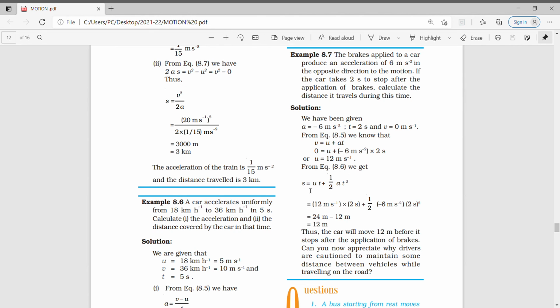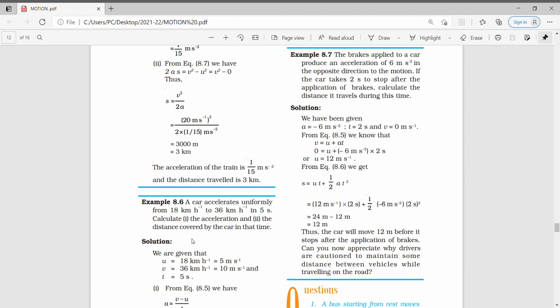Now you can use the second equation of motion or the third equation of motion. Put values and then solve it. You will be getting 12 meter as the answer. Like ut, this is 12 meter per second and t will be 2 seconds, plus half into a t square. Half we have written here, a will be minus 6. Be careful about the sign. a is minus 6 here, and t square will be 2 square, and then you solve it, you are getting 12 meter.